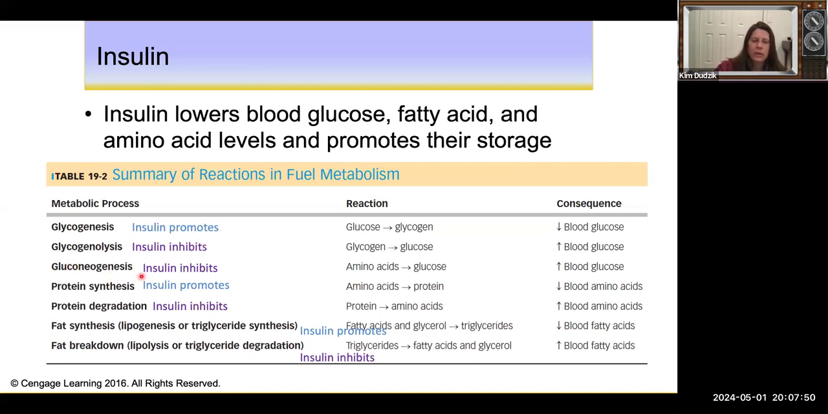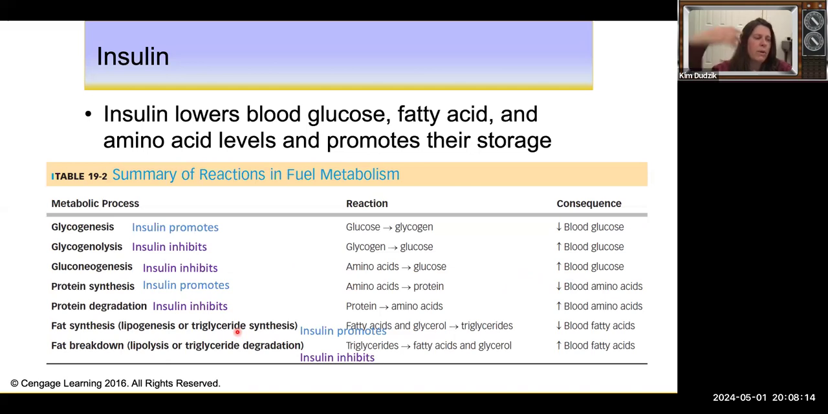All right. This one you've got to remember, gluconeogenesis. That is making amino acids into glucose. So that raises glucose levels. So again, insulin is going to inhibit that. That's the way that you use this. Okay. So again, the overall effect, insulin lowers blood glucose levels.